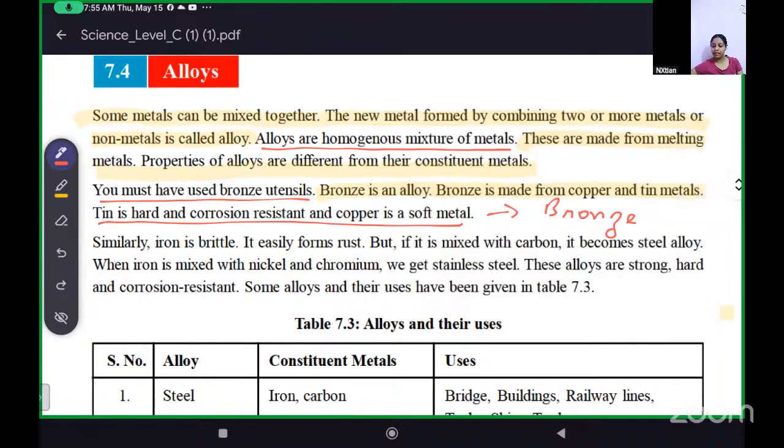Okay. Now, when iron is mixed with nickel and chromium, hello Abraham, iron is mixed with nickel and chromium, we get stainless steel. Okay. Now, these alloys are strong, hard, and corrosion resistant. If ever asked, give some properties of alloys and give some examples. So you can put the examples of steel, stainless steel, and bronze, and you can write down the characteristics that these alloys are strong, hard, and corrosion resistant.